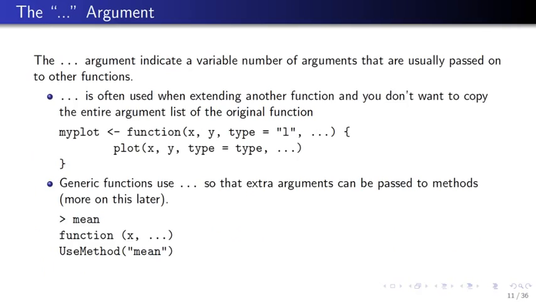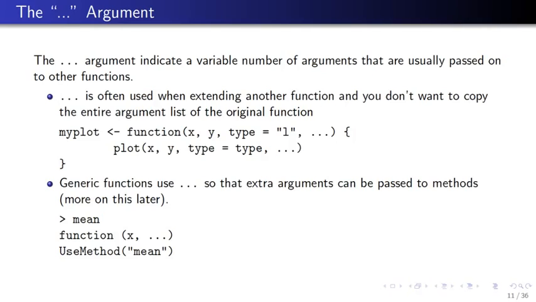So there's a special argument in R functions, which is the ... argument, and it's used to indicate a variable number of arguments that can sometimes be passed on to other functions. So the 3 dots are often used when extending another function, and you don't want to copy the entire argument list of the original function.